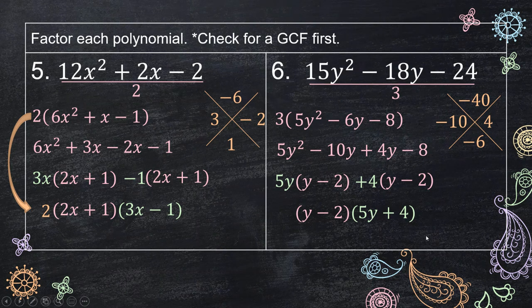And then we have to make sure we remember that 3 that we factored out at the beginning. We have to include that in our final answer. So that's the most common mistake with factoring completely. We might factor out a GCF first, but then we forget to include that in our final answer because we get distracted while breaking down that trinomial.